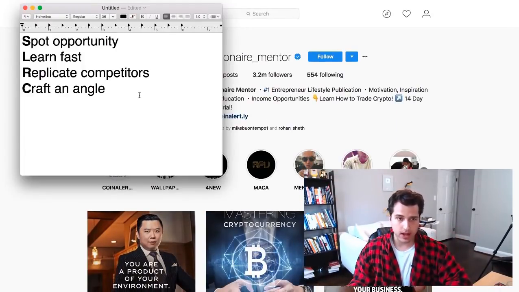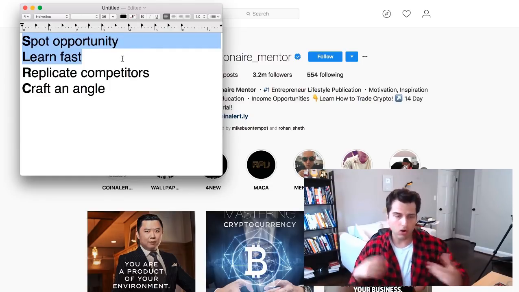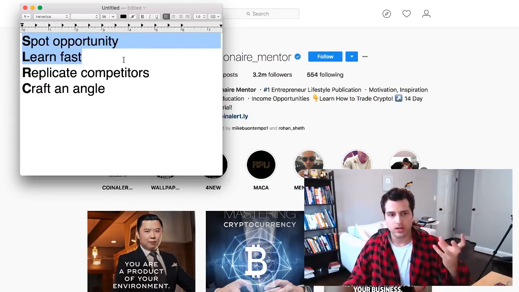With that note, guys, the most important part are these last 2 steps of the process. Spotting the opportunity and learning fast, you should be able to do all in one day. Don't get too caught up on this. I think beginners spend the majority of their time here, because they're like, oh God, what if it doesn't work? What if I'm doing the wrong stuff?